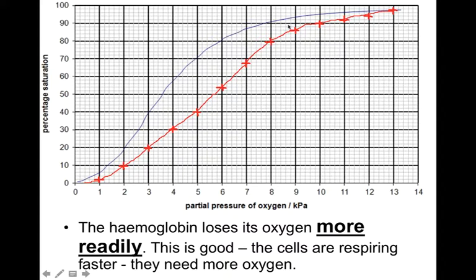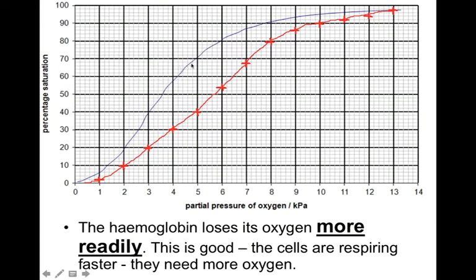Now, you're probably thinking, what difference does that make? It makes a huge difference, because at the same partial pressure, let's say a partial pressure of 5 kilopascals, for the dissociation curve for the exercise, the red, you can see that the percentage saturation is 40%. That means 60% of the oxygen has come off the red blood cell. And that's a massive advantage, isn't it? Think about it for a second. If it's come off the red blood cell, that means more of it will be going into your tissues.